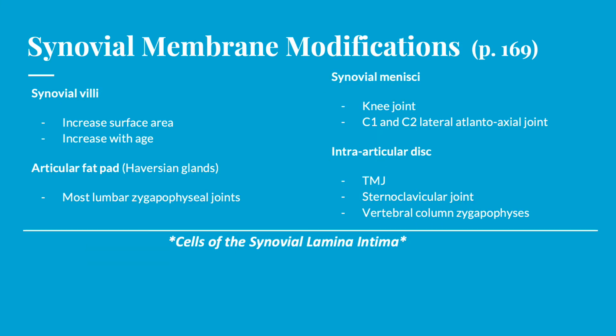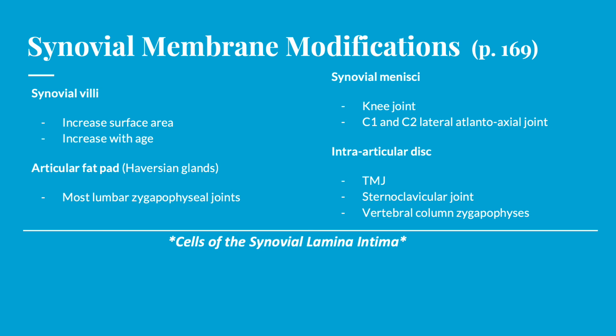So continuing on information you need to know about synovial joints, on page 169, Mortar talks about different types of modifications of the synovial membrane. So you want to know all of these modifications. Synovial villi are just going to increase surface area. So that's going to be important for diffusing nutrients and byproducts. They also increase with age. So you're going to have a little bit more need for that, a little bit more turnover as you age and things start to break down a little bit.